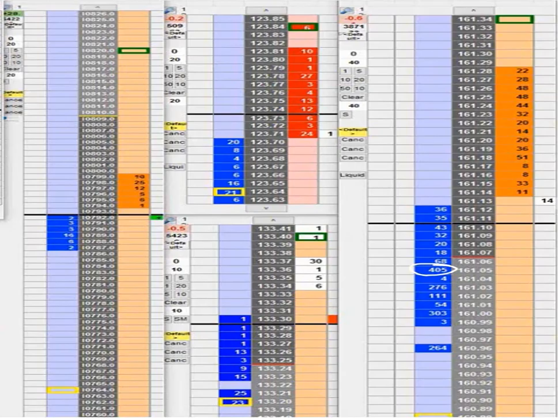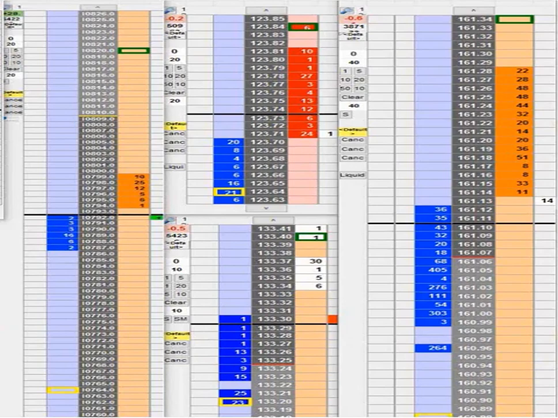However, you can see above that it is much, much thinner. We're seeing a lot less size. Therefore, you're going to struggle to get your fills away if you're trying to do any kind of decent amount of size. So that's the first thing to know, and this will happen consistently whenever you have any kind of pre-planned announcement, as is the case here. So that's the first thing to be thinking about.